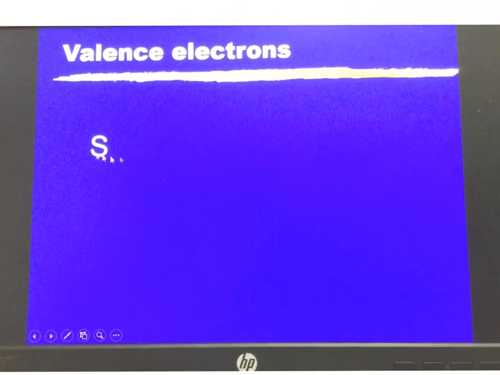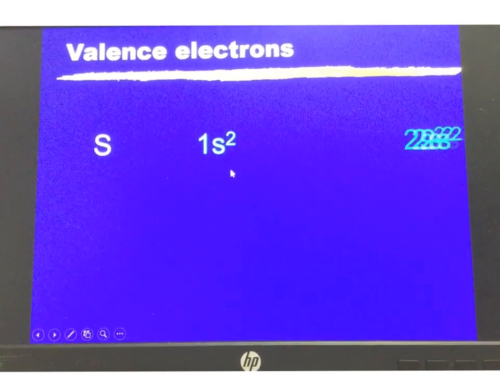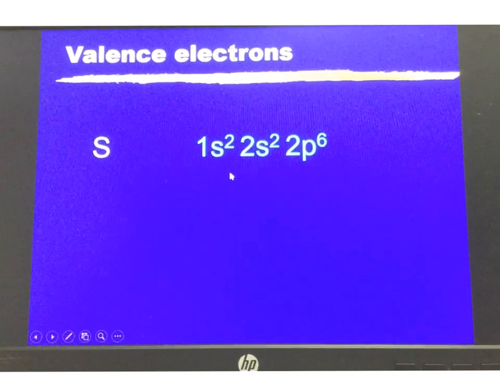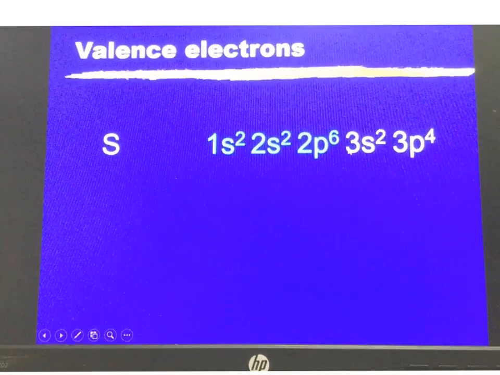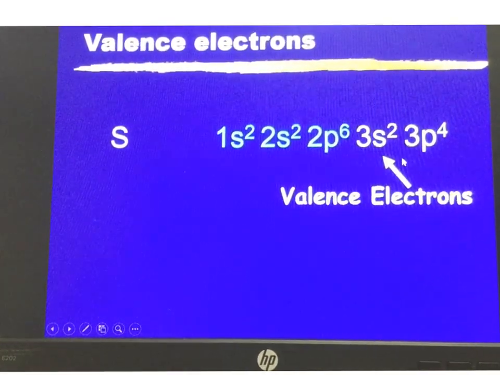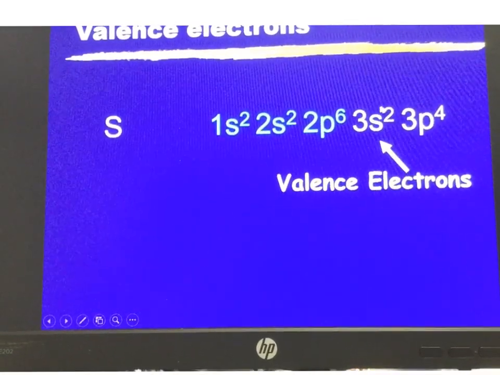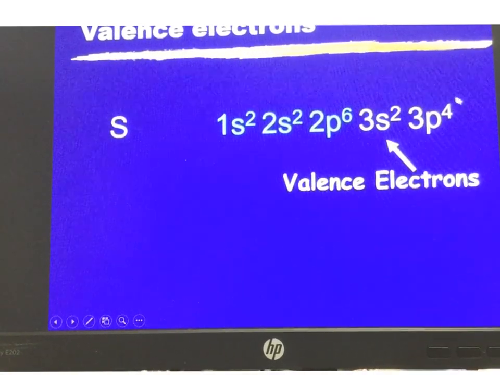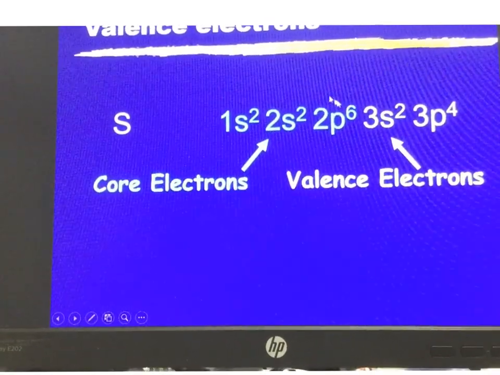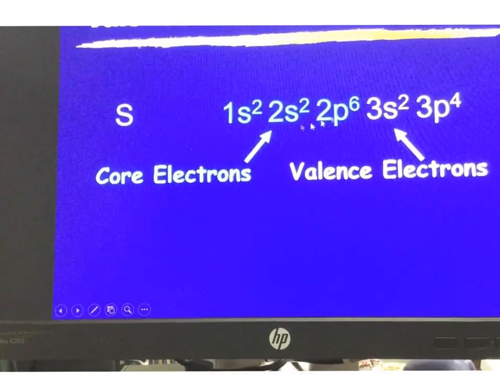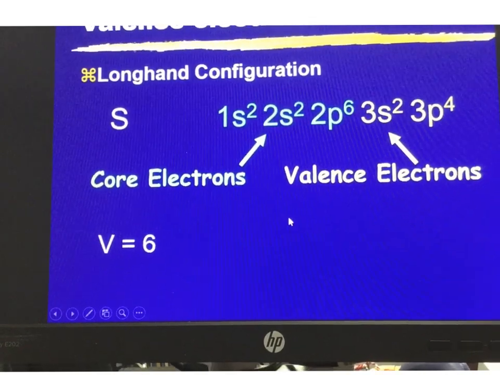Let's take sulfur as an example, and let's go back to your original configuration. It's your 1s2, your 2s2, your 2p6, your 3s2, and your 3p4. The 3 is your outer energy level, and that's your valence electrons. Your S plus your P gives you that total. So that 2 plus the 4 electrons gives you a total of 6 valence electrons. This is the rest of your core electrons, and that's going to be on the inner part of your atom. So your total valence electrons here would be 6.